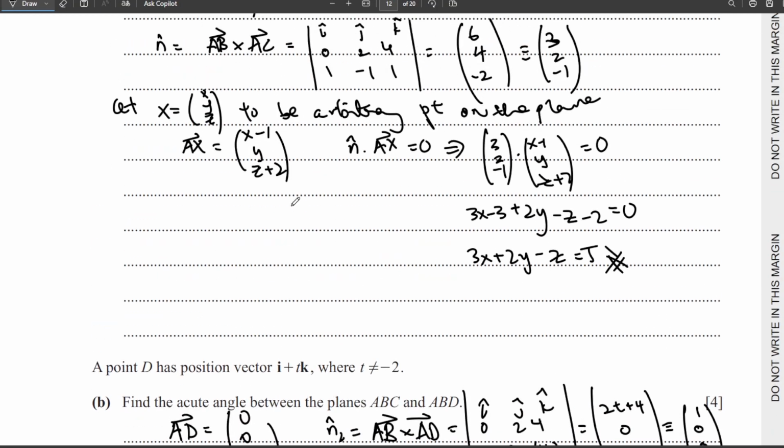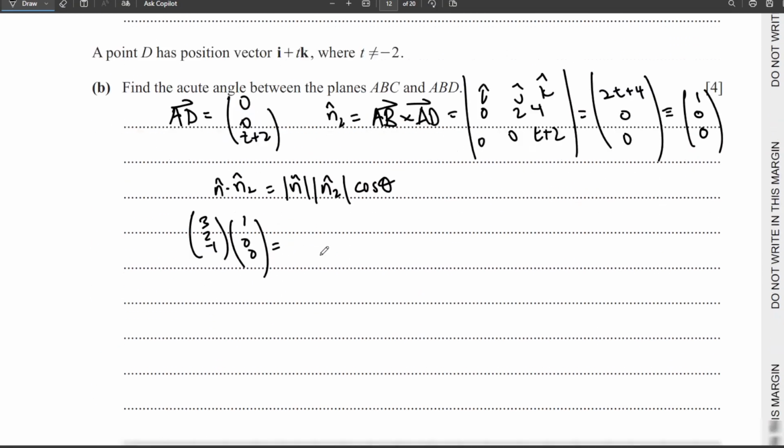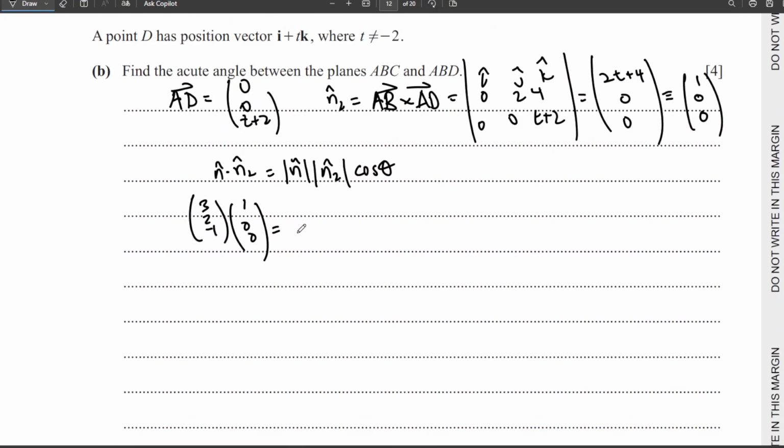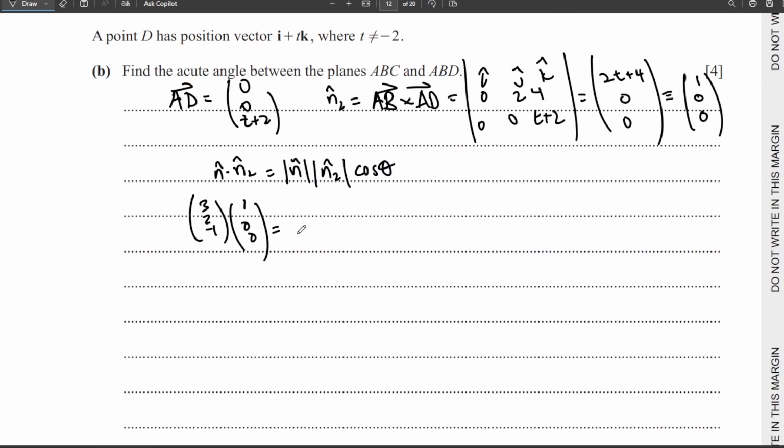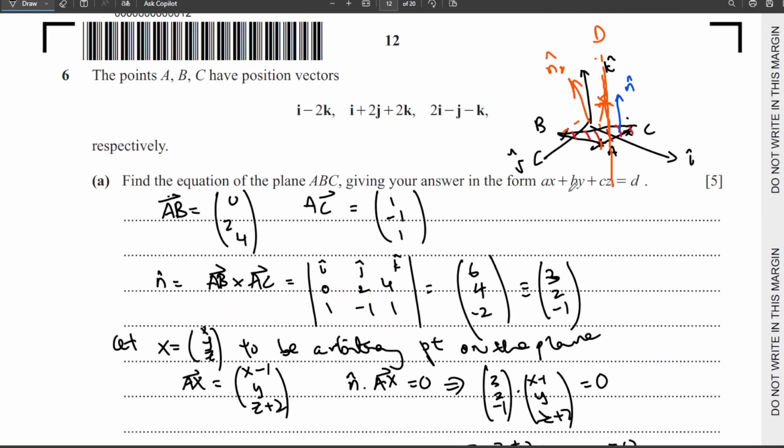And the magnitude of n: 3 squared plus 2 squared plus 1, that is 14, so square root 14. And n2 is just 1, multiplied by cosine theta. This dot product is very easy. It's just 3 times 1, that's 3. Solving, you just type it into your calculator, and you should be able to get theta equals 36.7 degrees. It doesn't matter whether you give your answer in degrees or radians, you did not specify, I believe.